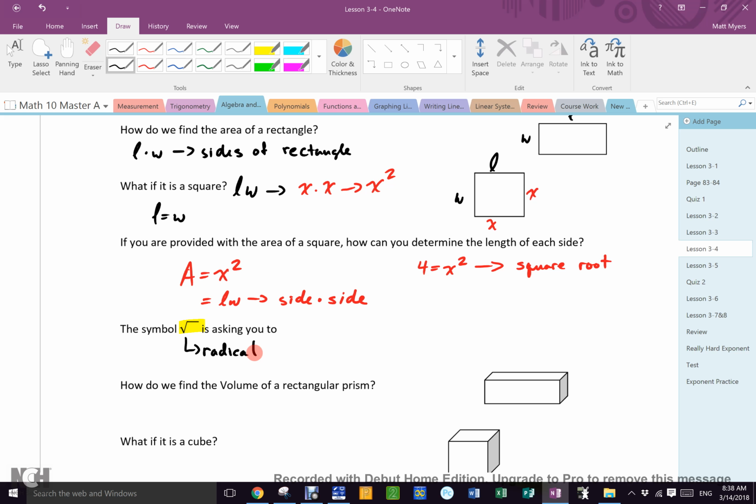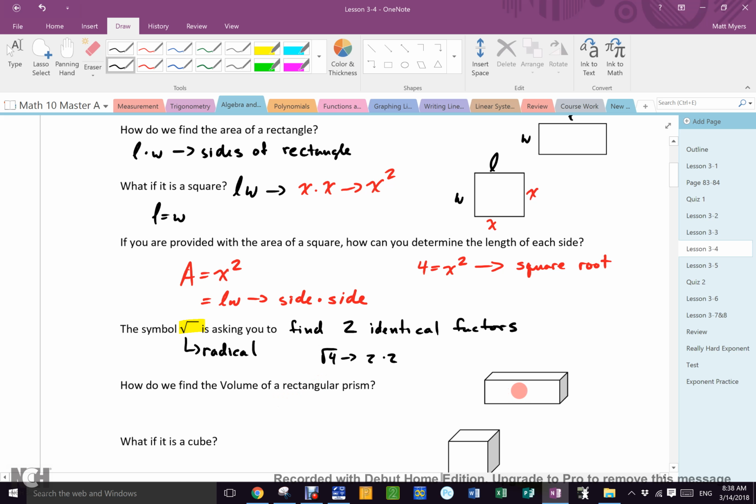This symbol is asking you to find two identical factors. So when it was 4, if I write the square root of 4, I have to do 2 and 2 because 2 and 2 are the factors and they are identical. Everybody cool? You all know that from Pythagoras, yes? All right. Let us move on.